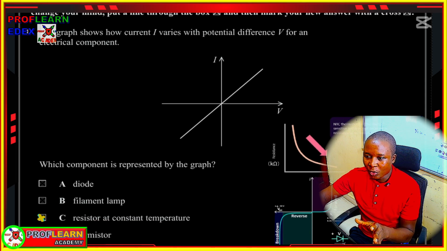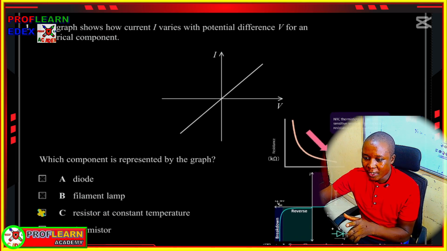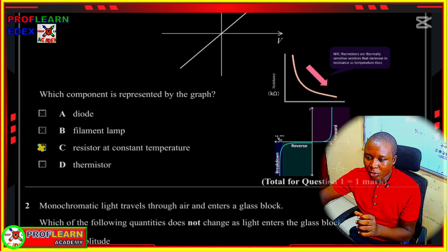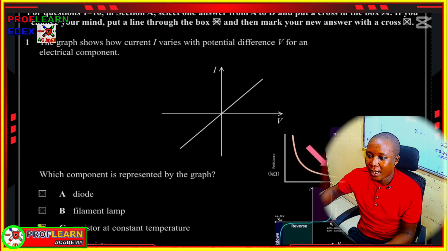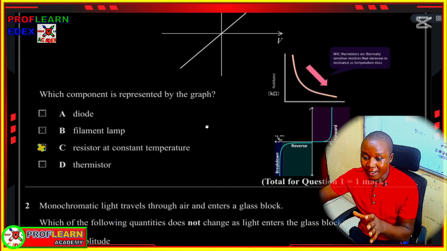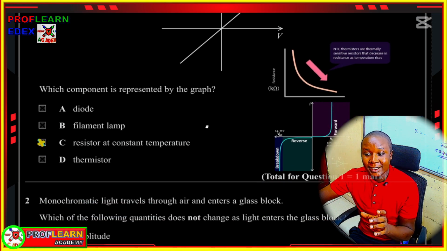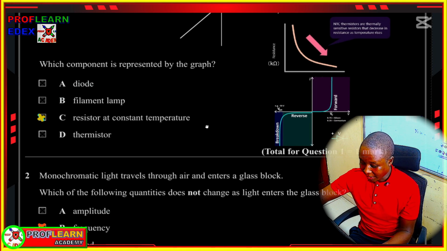You are told the graph shows current I varies with the potential difference, and then we are supposed to state which component represents this particular graph. And we can see this is a resistor at constant temperature because the graph is straight.